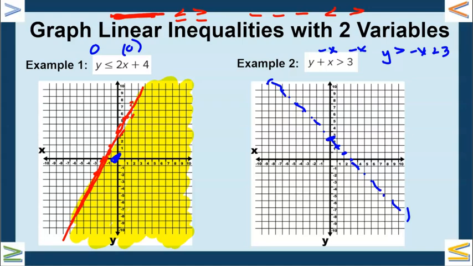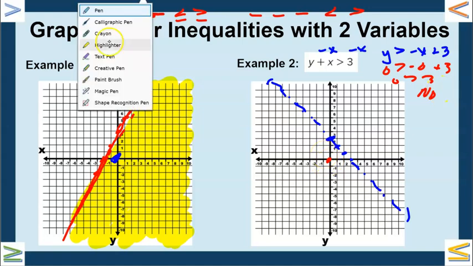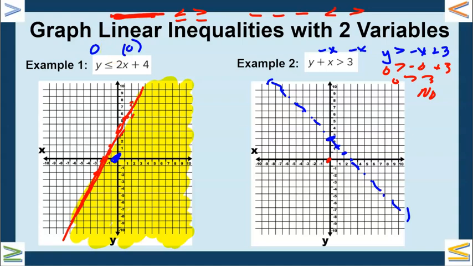And this one says it has to be greater than, which means it's got to be above the line. Now to prove this, let's say I'm using 0, 0 again. If I put 0 in for y and 0 in for x, is this true? Is 0 greater than 3? That is not true. So this side I do not shade. So what side do I shade? I shade the side above. So everything above the line would be a solution.